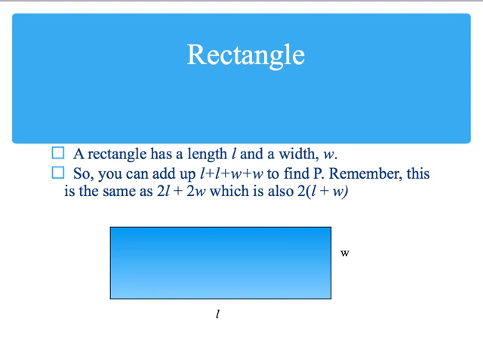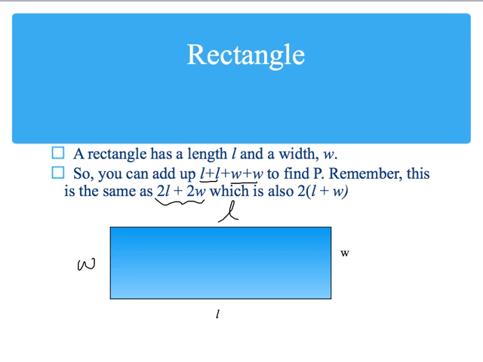If we have a rectangle that has a length of L and a width of W, remember this side over here is also L, and this side over here is also W. So we could add all four sides together, which would be L plus L and W plus W, in order to find the perimeter. But since L plus L is the same as 2L, and W plus W is the same as 2W, we could simplify that expression to be 2L plus 2W.